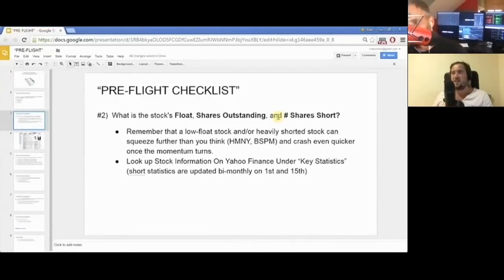You cannot fly a plane without carrying out these checks, and one of the most important checks, probably the most important after you've found the percent gainer, is: what is the float, what are the shares outstanding, and are there any shares short? Now, to be honest, I don't really look at shares short too many times because I haven't found that you can get an accurate number. And often the shares outstanding and the float are kind of similar. So I really pay huge attention to the float.